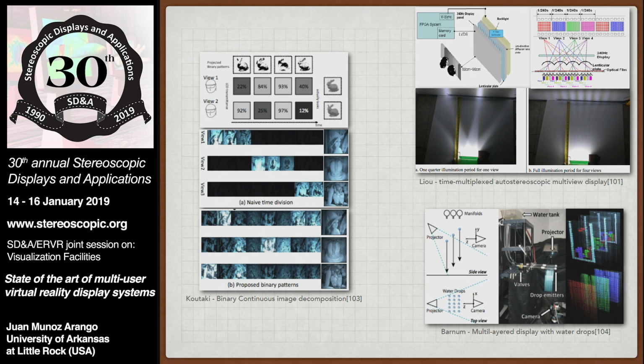And another more peculiar system is by Barnum. They basically use a single projector with layered displays with water drops. And with time multiplex, they send light and are able to color these displays differently. For example, they are playing, I guess, a 3-player Tetris here.